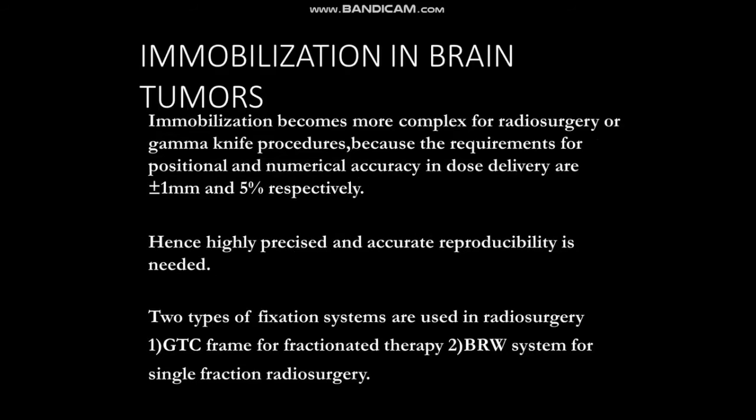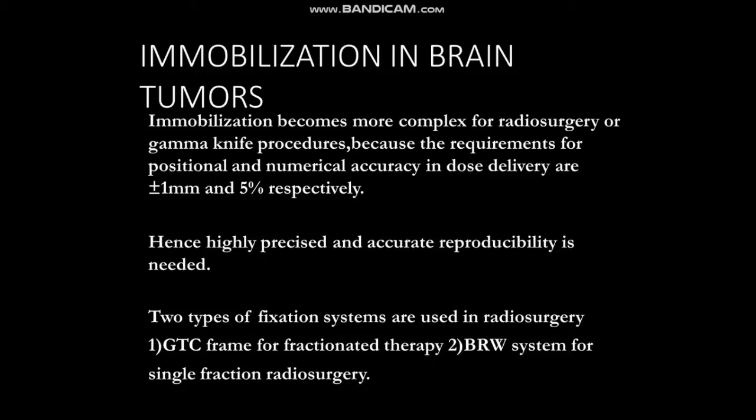Immobilization in brain tumors. Immobilization becomes more complex for radiosurgery or gamma knife procedures because the requirements for positional and numerical accuracy in dose delivery are approximately 1 millimeter and 5% respectively. Hence, highly precise and accurate reproducibility is needed.